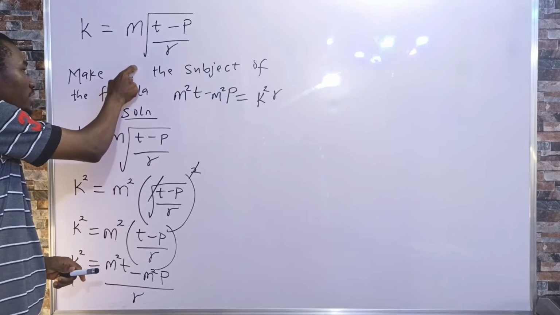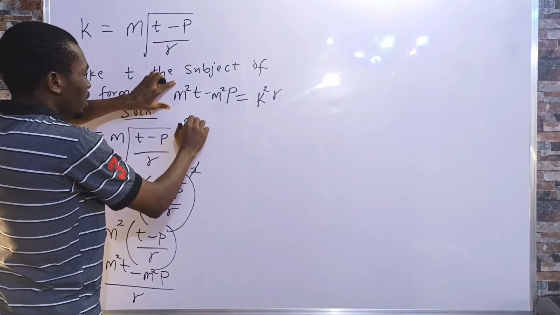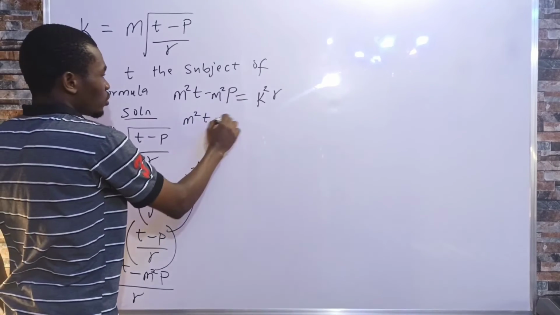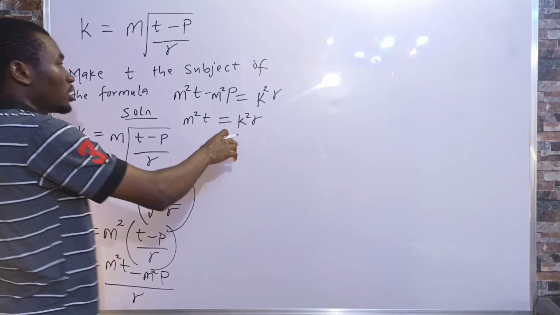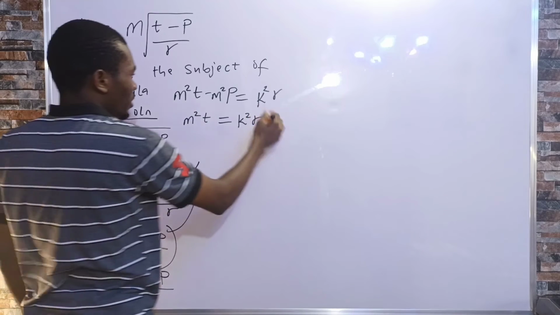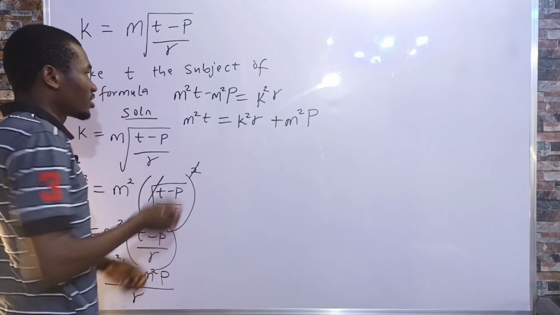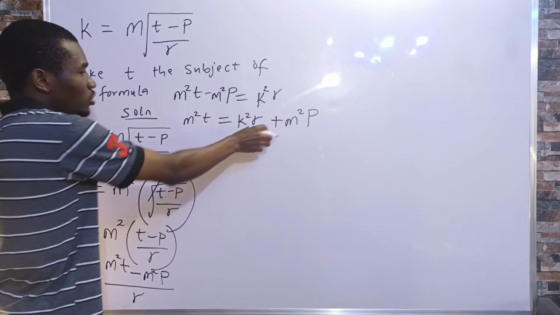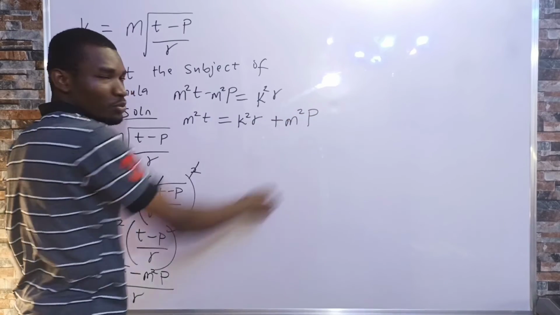But we are concerned with making t to be on its own. So let me separate t by having m squared t. Remember, m squared is attached to t, and that is equal to k squared r at the right hand side of the equation. Then when I add m squared p to both sides of the equation, automatically I will have plus m squared p. You can as well say take negative m squared p to the right hand side of the equation, and it will change to positive, from negative crossing over to positive m squared p.